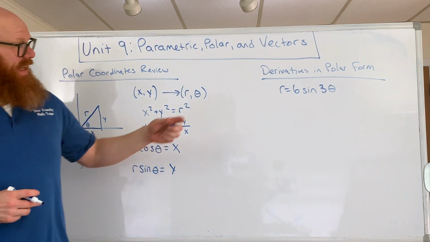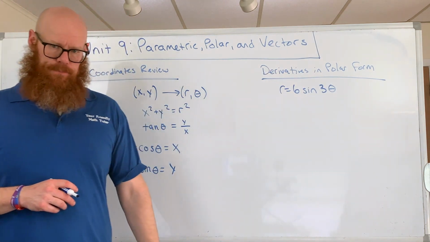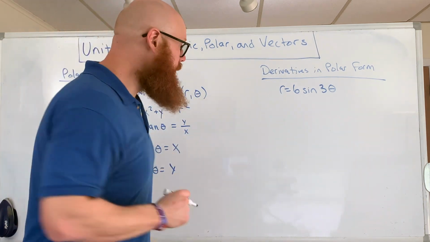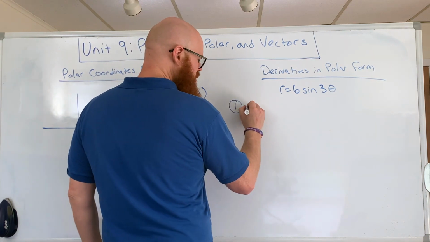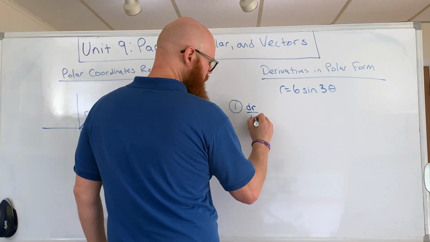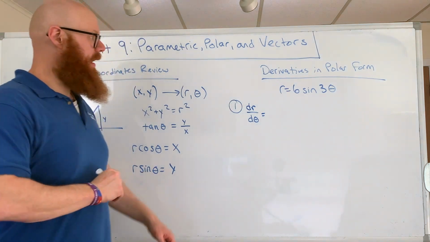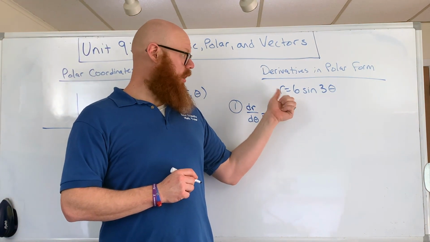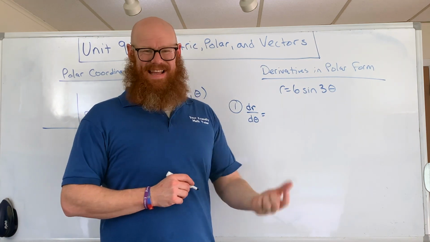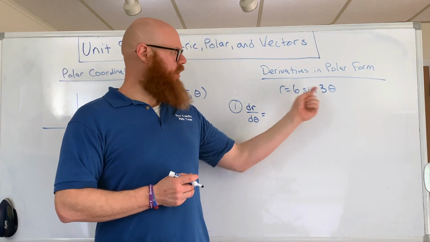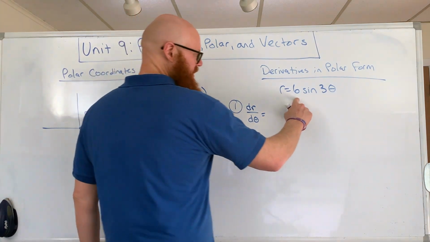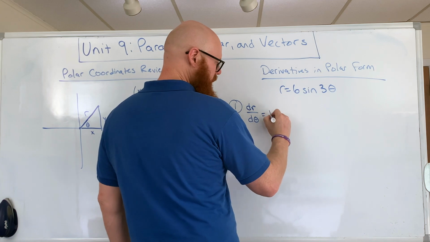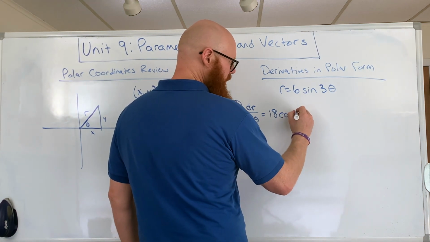With that being said, let's take a look at what derivatives look like in polar form. In polar form, they can ask you two types of derivatives. One of them is just dr d theta. And all that is literally just taking the derivative of this, where r is like the y and theta is like the x, like normally dy dx, just dr d theta. So the derivative of 6 sine 3 theta is going to be, well, this is cosine 3 theta times 3, so it's going to be 18 cosine 3 theta.